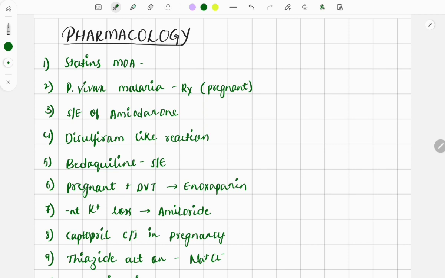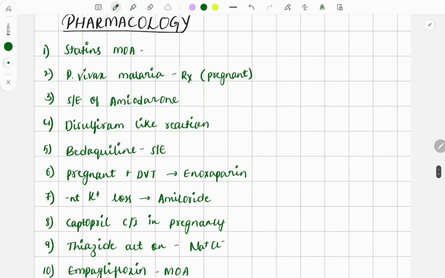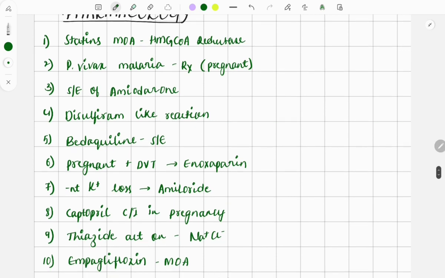So let's look at the pharmacology important topics. There was a question on the statin's mechanism of action. So it acts by inhibiting the enzyme HMG CoA reductase, which is a rate limiting enzyme in the formation of the cholesterol. Okay, then moving on, there was a question on malaria treatment, a very important topic.